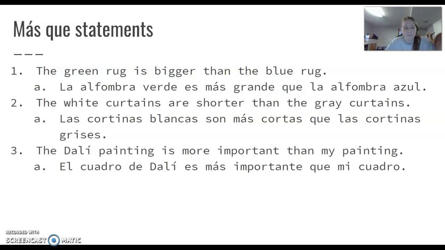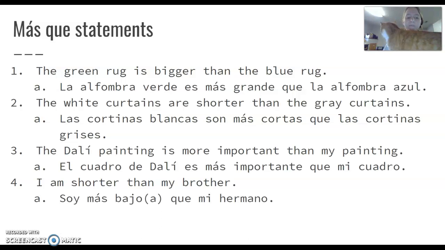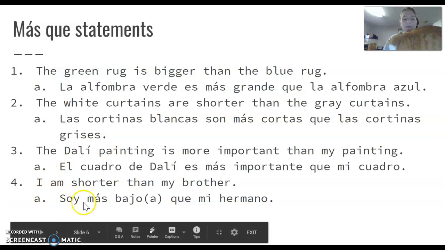Oh, here's my kitty. All right, number 4, I am shorter than my brother. So I would use bajo here because we are describing height. Hi, kitty. So, soy más bajo, or I would say más baja. Soy más baja que mi hermano. Okay, I am more short than my brother.